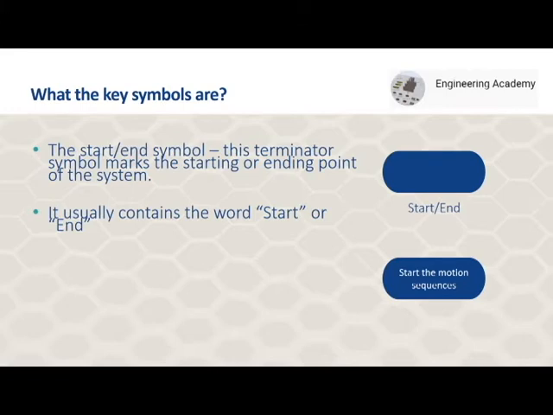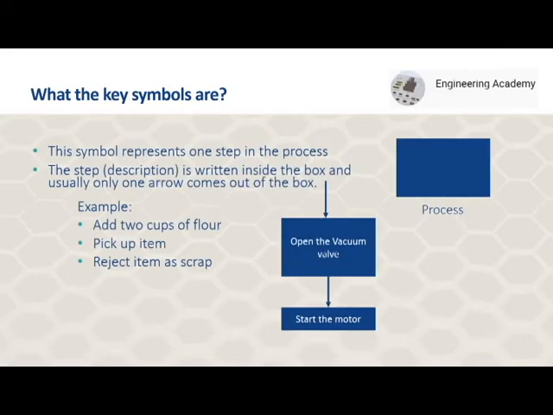This is the shape you'll be using. Next is a process, so something's happening. You open the vacuum valve, you're doing something on a processor in FlexSim, or something's being assembled. Another example would be add 2 cups of flour, or pick up an item, reject the item as it scraps. So you know it's scrapped, so you need to reject it and move on. So it's simply when a process is being done.